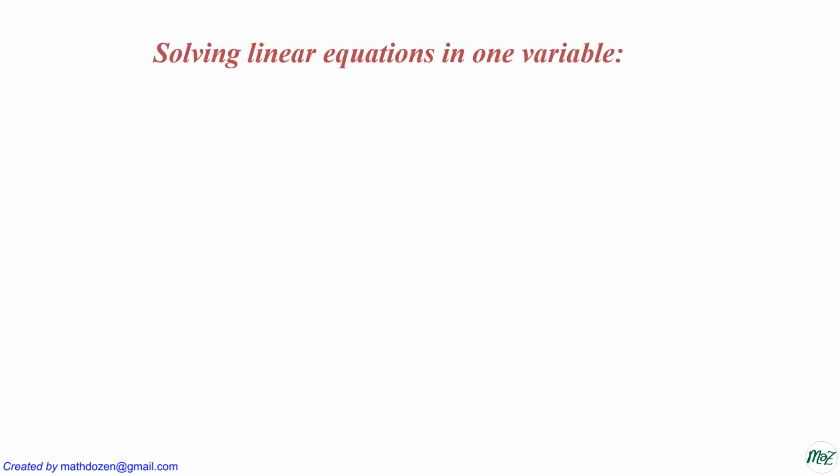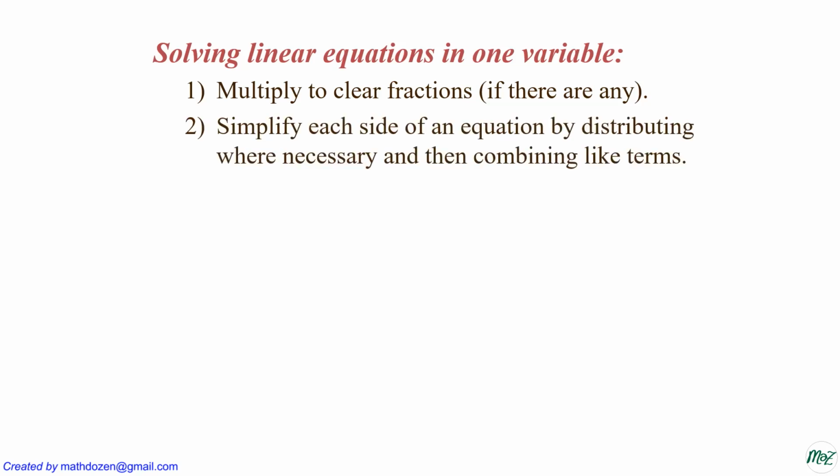Now, to solve a linear equation in one variable, we can follow certain basic steps. They are very common steps, and if you follow them, they will help you solve pretty much any linear equation. So first step, we need to clear the fractions. Fractions are very tricky to work with. Number two, simplifying each side of the equation. And to do that, we can distribute everything that's possible and also combine like terms on both sides of the equation.